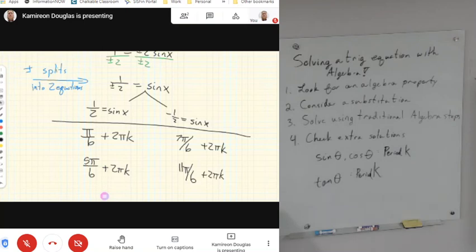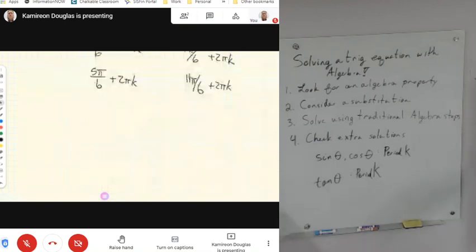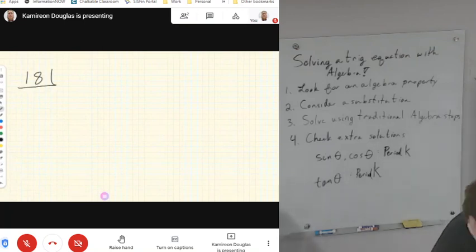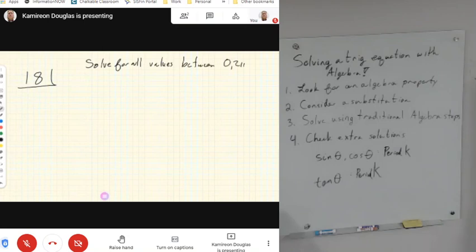This is problem like number 18. Here we go. 18's instructions are a little bit different. It says solve exactly. Solve for all values between 0 and 2 pi. So I won't have to do the plus or minus piece specifically, but I should make sure I do find every possible value. Here we go.